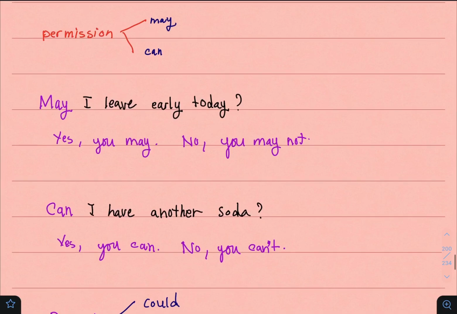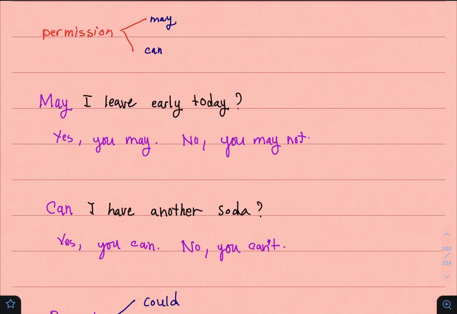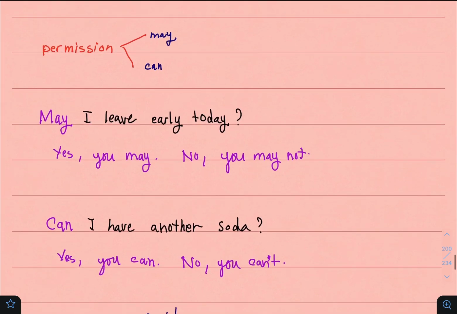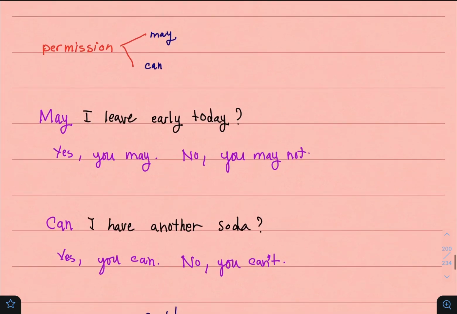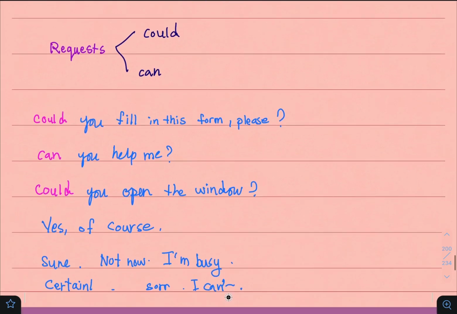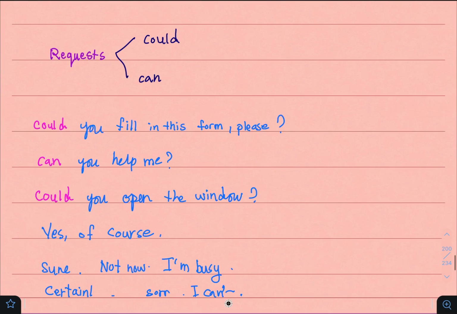طبعا usually you ask for permission تطلب بالإذن خصوصا في الكلاس. Okay, so you can say, may I go to the washroom please? Okay, may I speak to my friend please? And وهكذا and so on. Now, as for request اللي هو الطلب, okay, you can either use could or can.